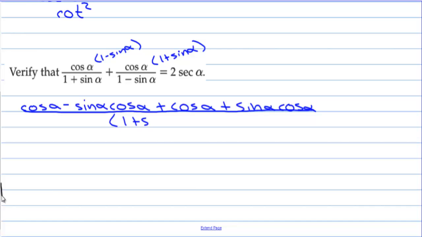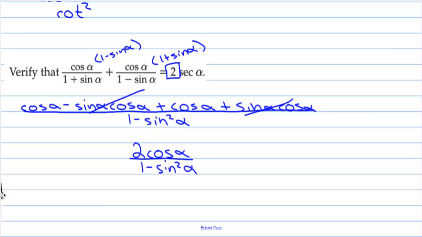If I multiply the denominator out, they are conjugates of each other. 1 minus sine squared alpha. It's the difference of two squares. And those are called conjugates. All right, now what do we have? Well, we have a negative sine cosine, a positive sine cosine. Those cancel. And cosine plus cosine is two of them. 2 cosine alpha. Oh, I start to see it develop.